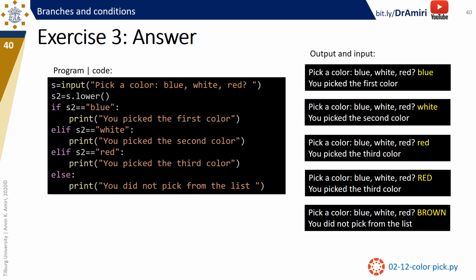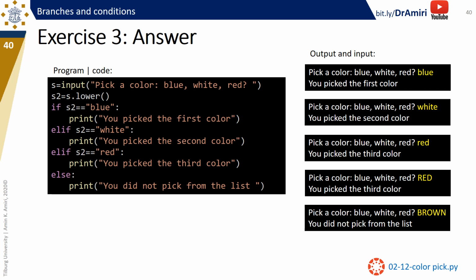Okay, this is the answer. First, you need to get an input from the user. You need to use the input function, and then you store it in the variable s. Then you can use the lower method to turn s into a string that only has small letters. That string will be stored in S2. Now you can use S2 to react to the input given by the user.